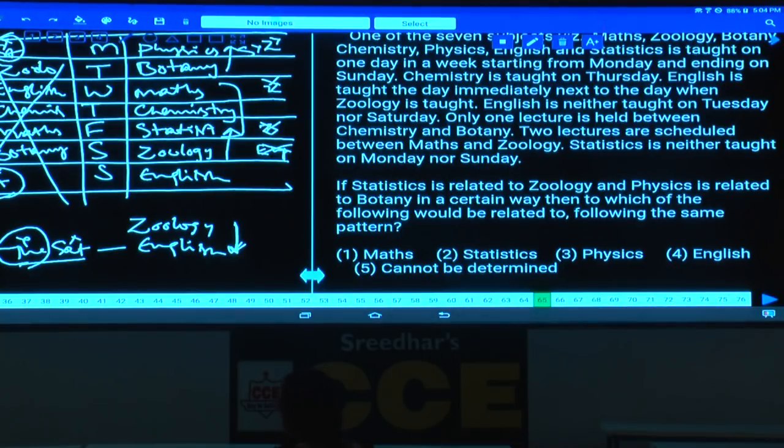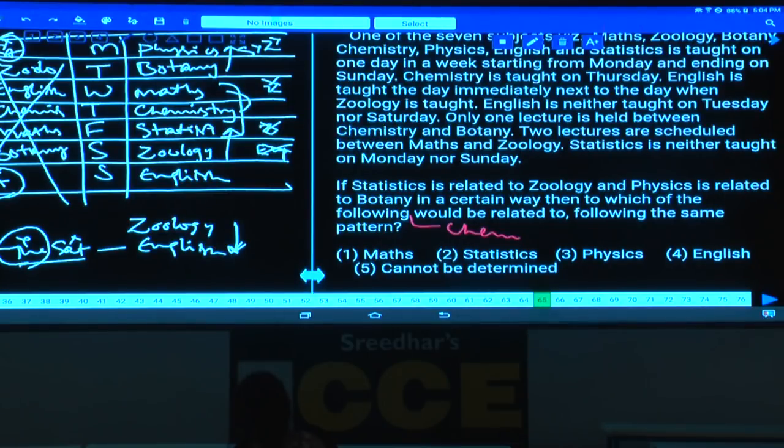Now 65. Now one more statement is left over here, isn't it? Yes, what is that one? Now to which of the following one subject should be there? Now let us take it as chemistry. Now if you take chemistry at this place, and chemistry is immediately preceded by what? Mathematics. Hence what is your answer here?